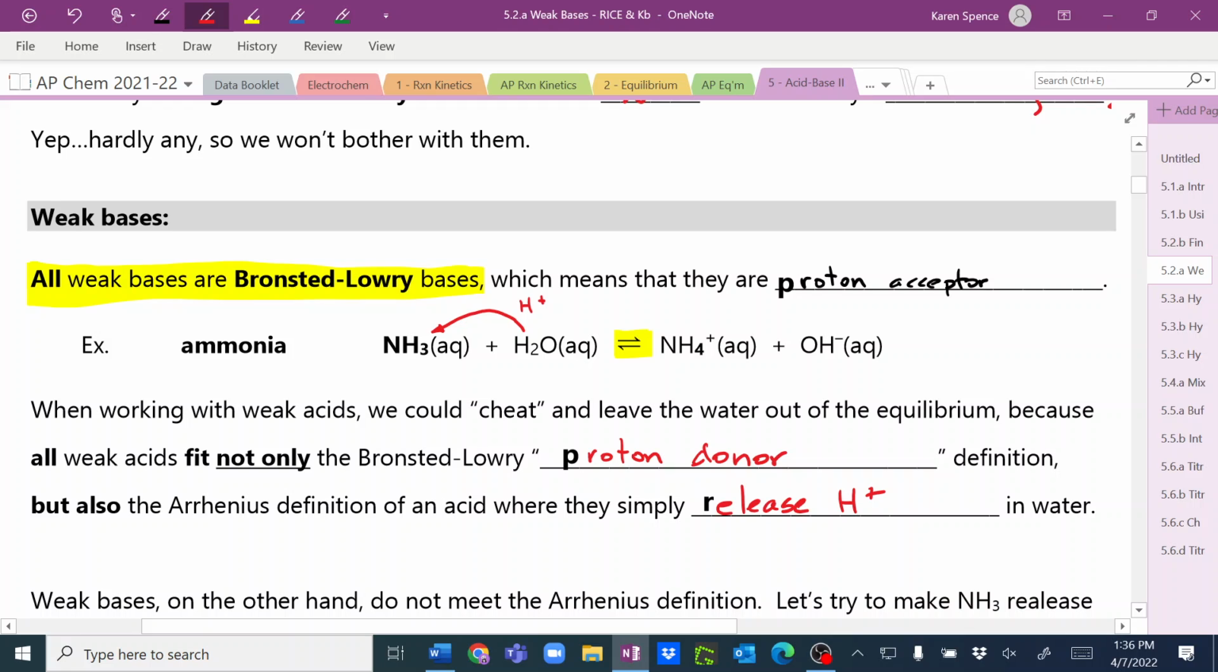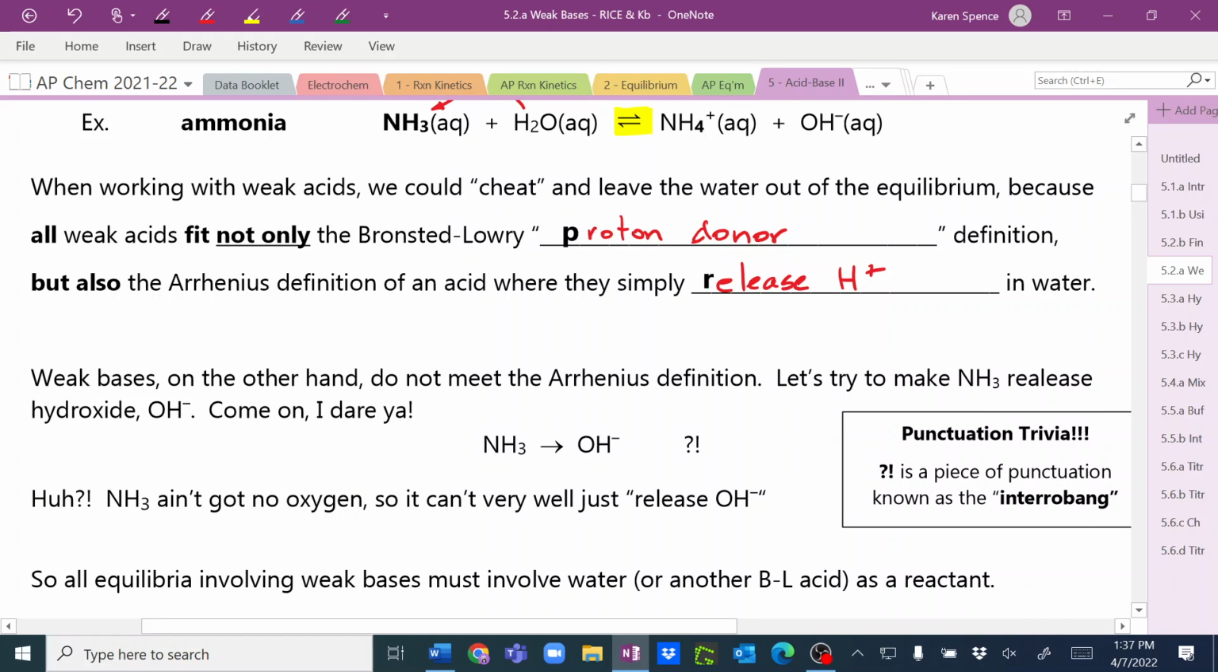Weak bases, on the other hand, you cannot leave water out of the equation, because what happens if we take the water out of this equation? What if that's gone? Where does our hydroxide come from? Nowhere. And you cannot be a base if you're not producing hydroxide. So with a weak base, there's no shorthand method; you have to have the water in there, okay? Otherwise, there's no oxygen for the hydroxide, right?